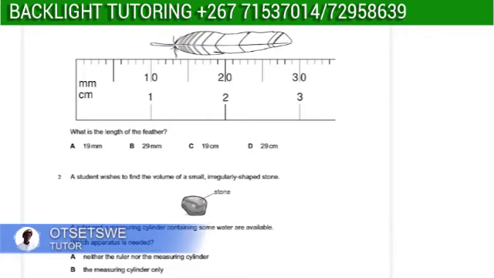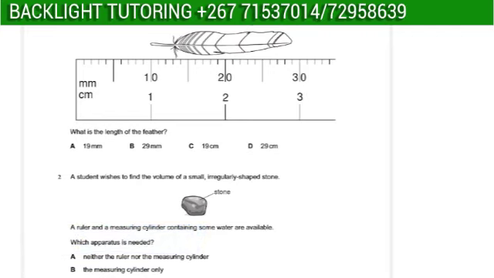So let's look at question 1. Question 1 says the diagram shows an enlarged drawing of the end of a meter ruler. It is being used to measure the length of a small feather. What is the length of the feather?